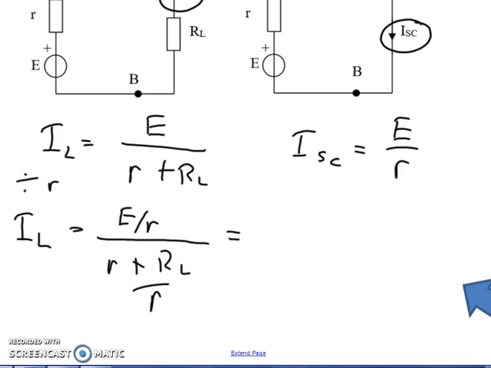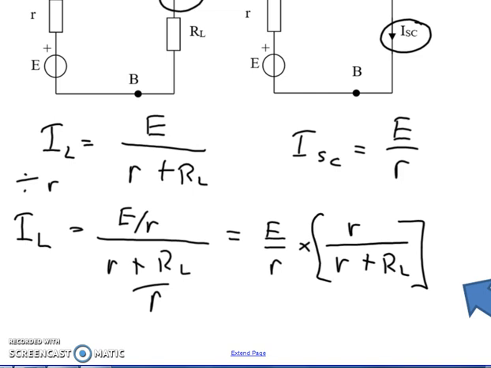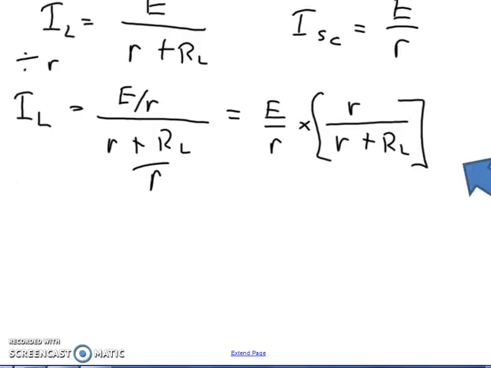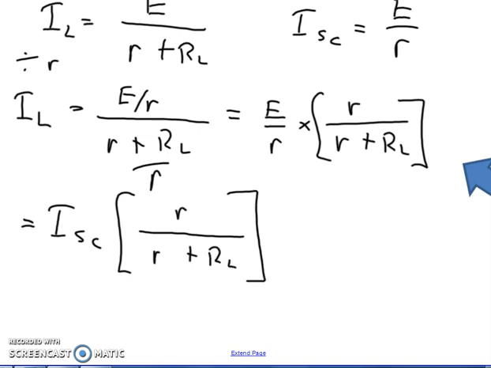That amounts to E over R times R over R plus RL. And of course the E over R term is the same as the short circuit current. So this now looks like that situation.